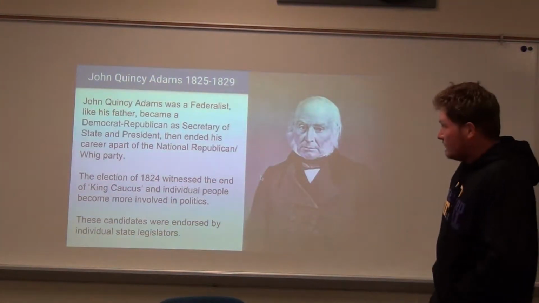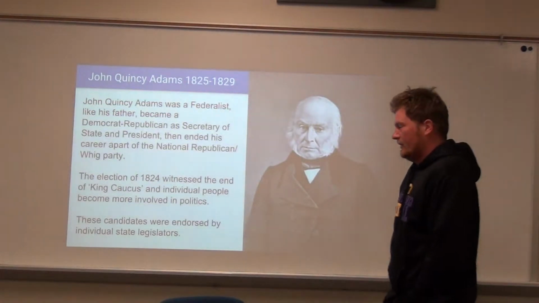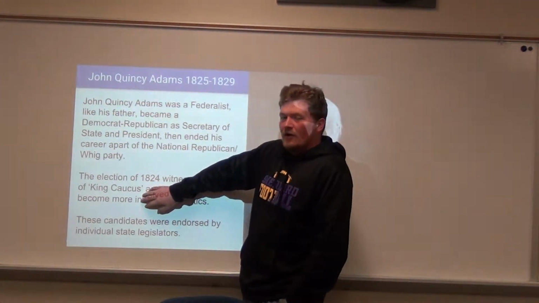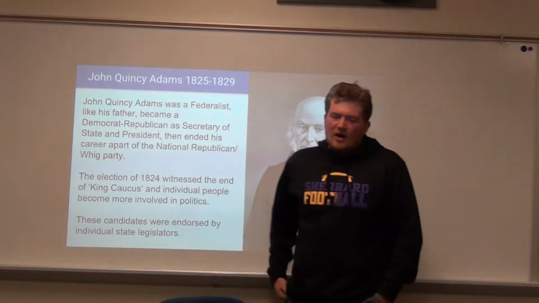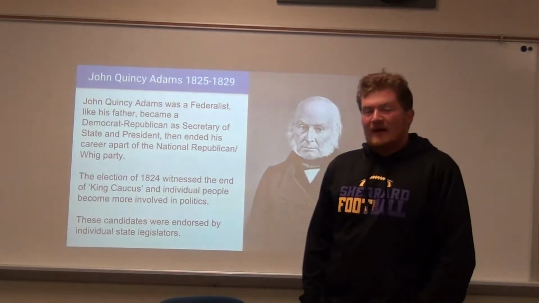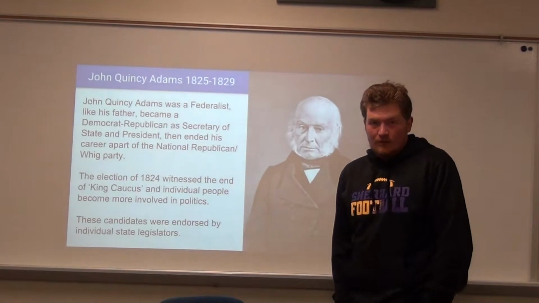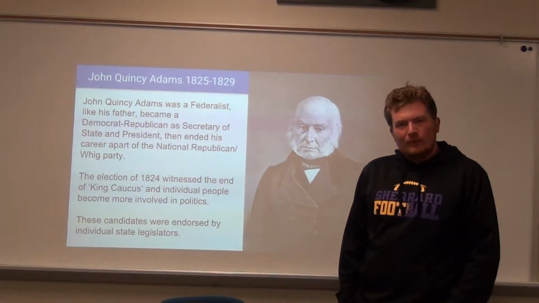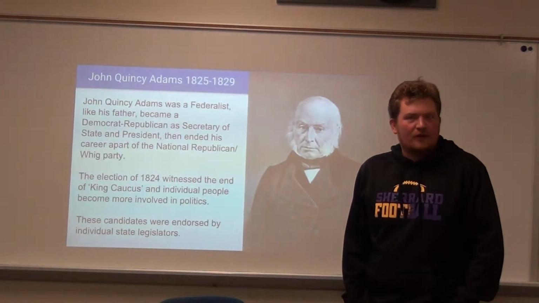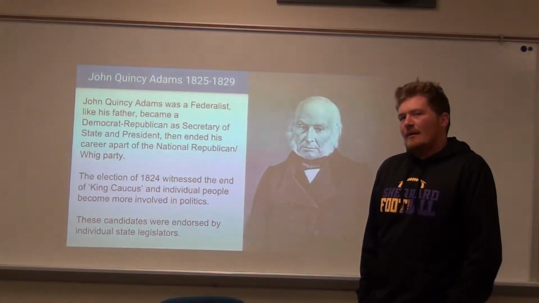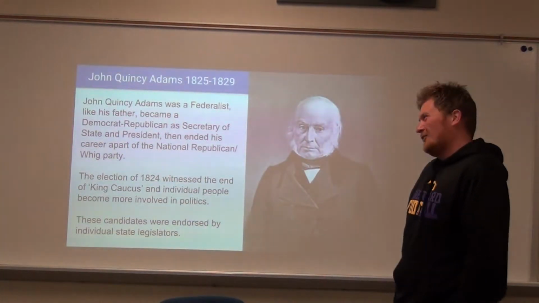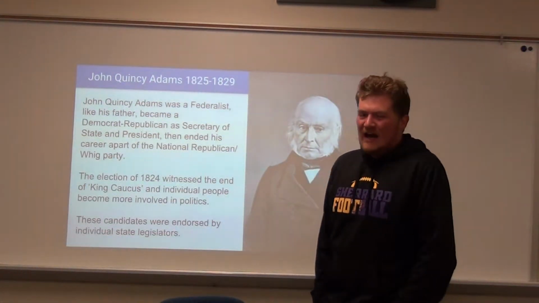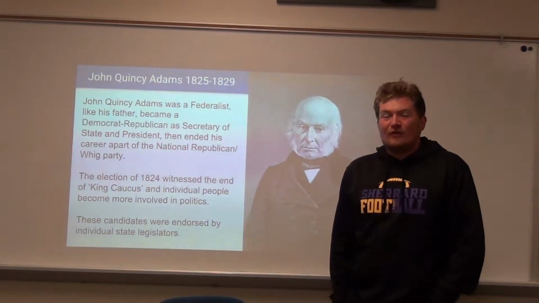Lastly, this election was very important. Not only was it the corrupt bargain, it was also the end of King Caucus. Caucus refers to the way how the candidates back then received a nomination from the party. King Caucus said that people in the federal legislature would select their nomination for the party. 1824, that changed. We see a lot more people voting. Now, people are elected by their state legislators.